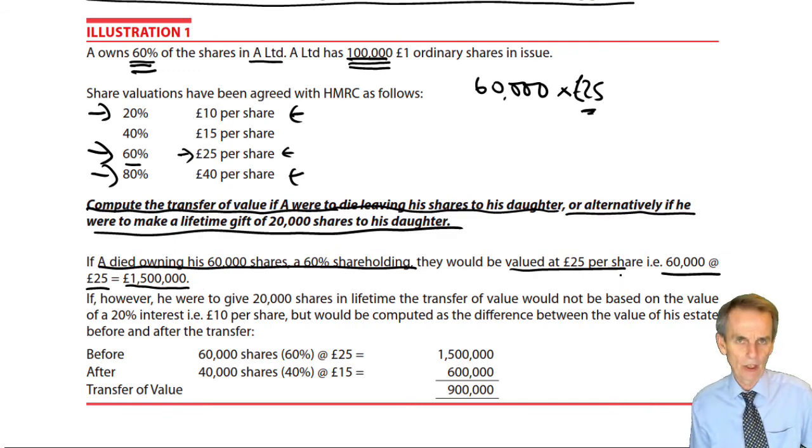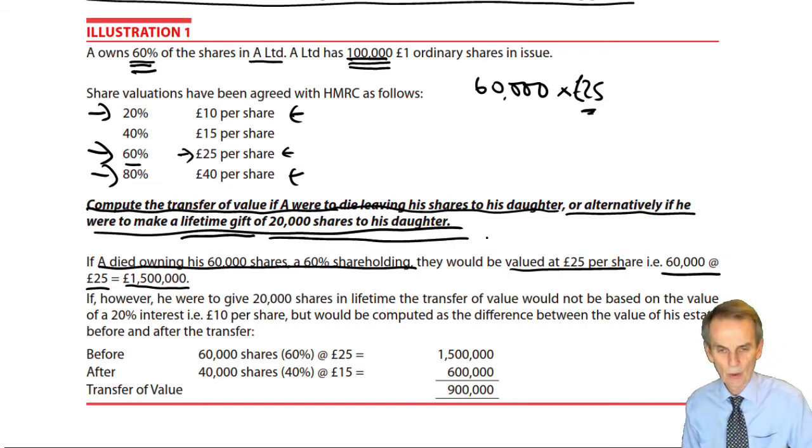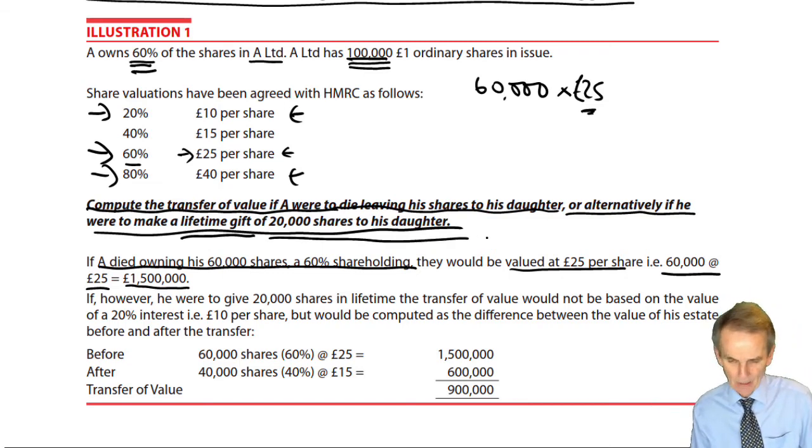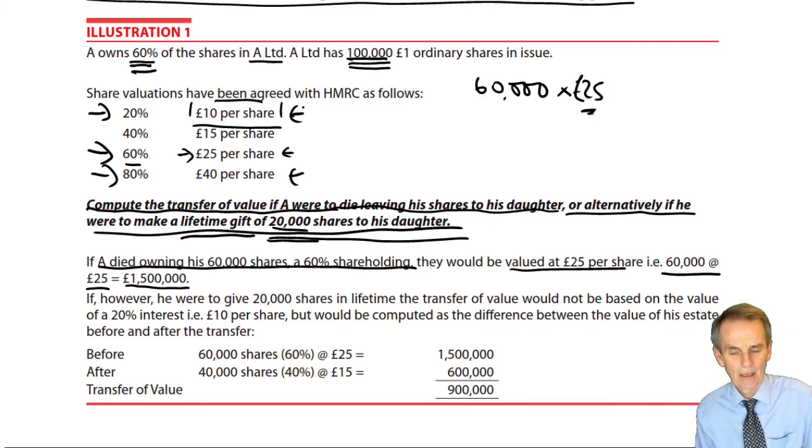It gets much more interesting where you have to deal with, as you will in an exam question, a lifetime transfer and compute the transfer of value on that, where some but not all of the shares are being transferred. And that's what's being tested here, making a lifetime gift of 20,000 shares to his daughter. Now then, if you simply took the market value of what was being gifted, then 20,000 shares is a 20% interest. Therefore, those 20,000 shares would be valued at £10 per share, i.e. that would be £200,000.